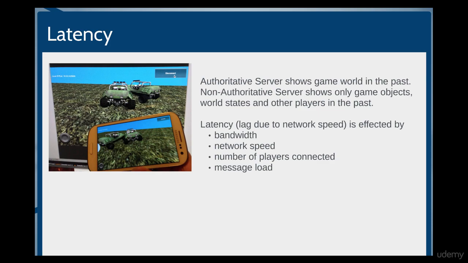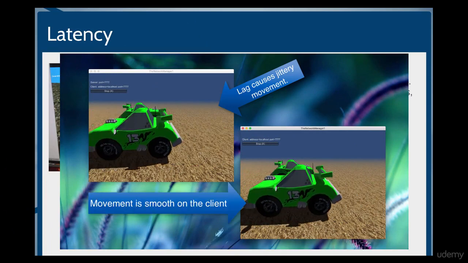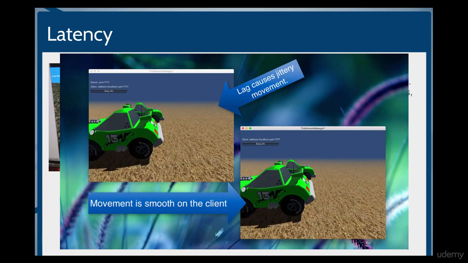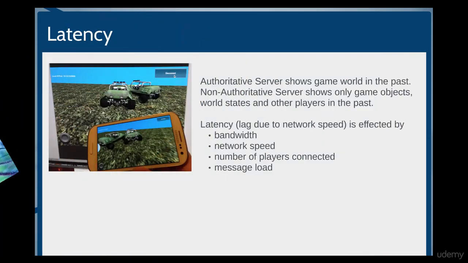In a non-authoritative server, the client has control over their own game world. So the game states and their game objects do not suffer from any lag. It's only the other players and messages from the other players that are from the past. Latency can occur when you have bandwidth issues, network speed problems, if there are a number of players connected and the server is overloaded, and also based on the message load, so how many messages are being sent back and forth between the client and the server.